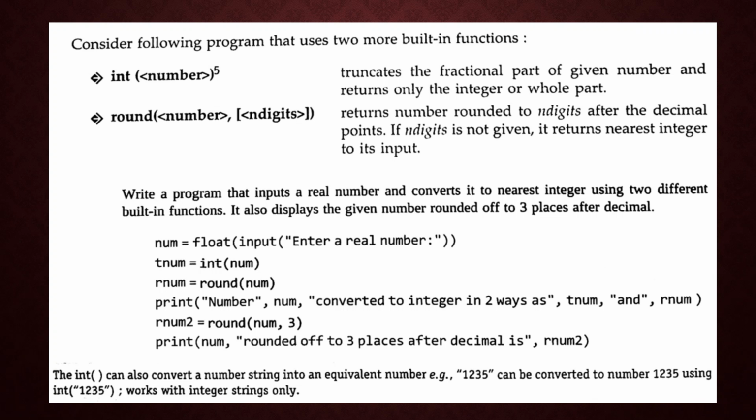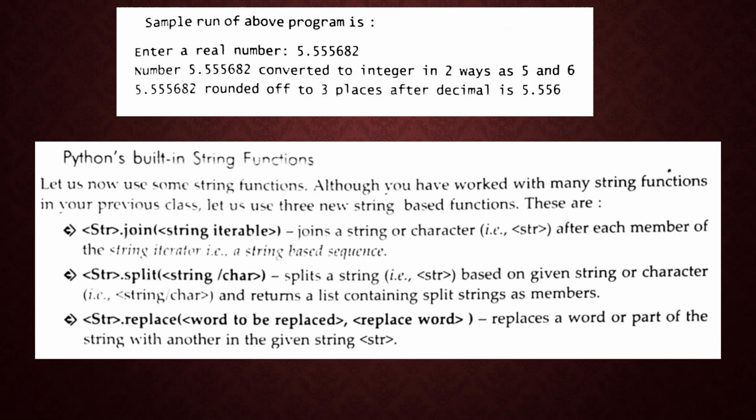Here one note is given. The integer function can also convert a number string into an equivalent number. For example, "1235" within double quotes, actually it's a string, can be converted to number 1235 using int("1235"). Works with integer strings only. So 1235, if it is an integer it will display as it is. If it is a string, it should be within double quotes.